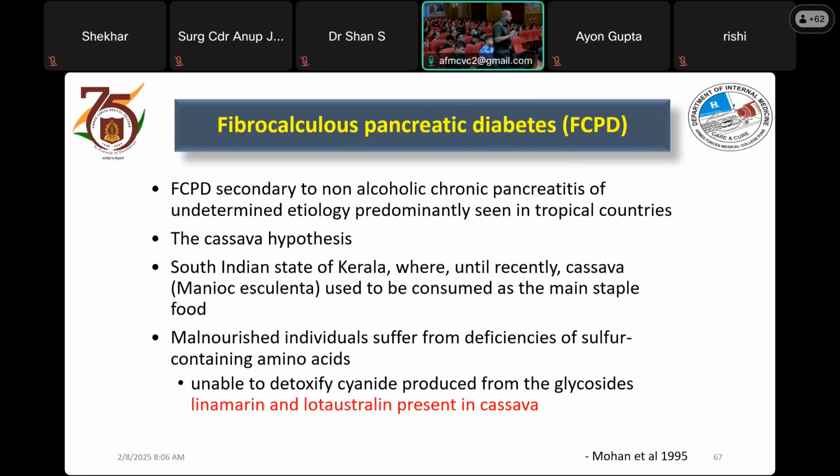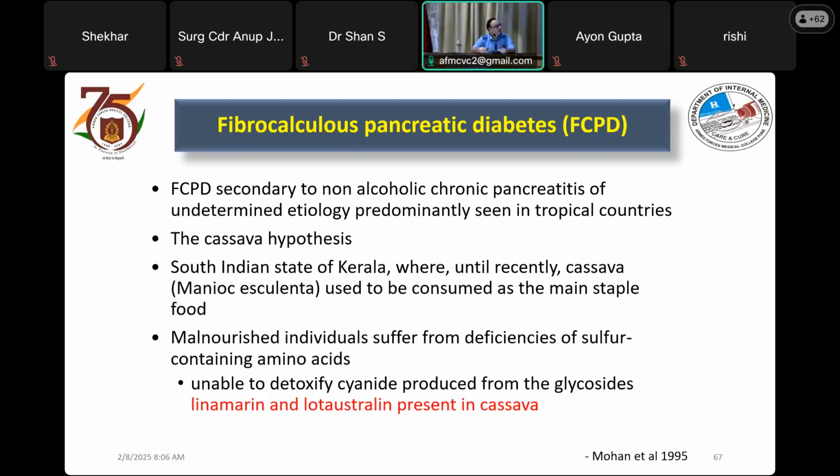So basically, it is also called tropical chronic pancreatitis, which is seen in tropical, economically less developed countries. It has been postulated that cassava is involved in the causation of this, and it is also said that Indian states like Kerala, where cassava consumption is higher, may have a higher prevalence because of this cassava. However, subsequently this has not been validated or proved.